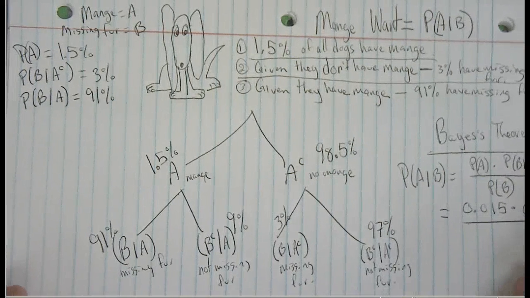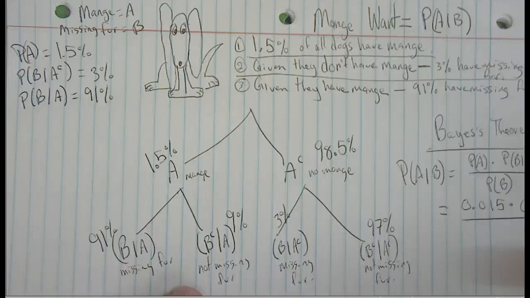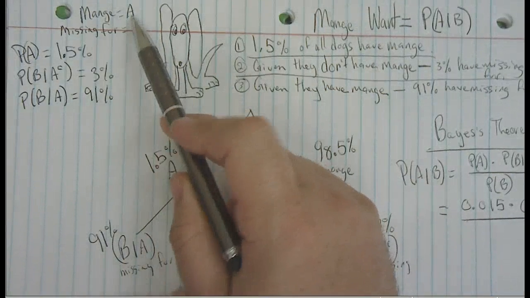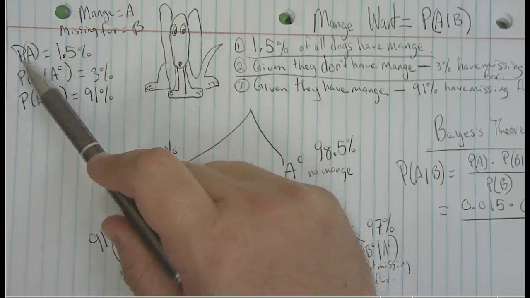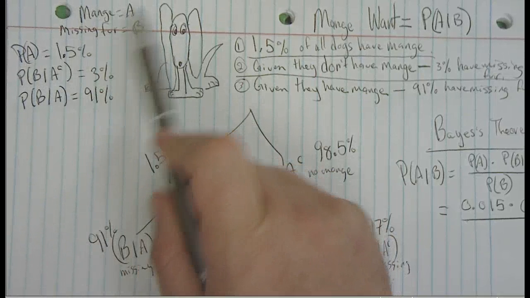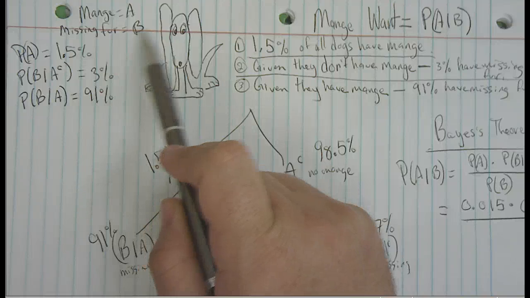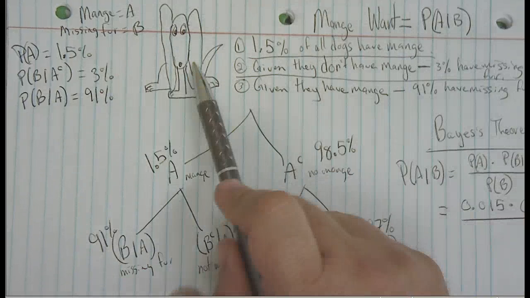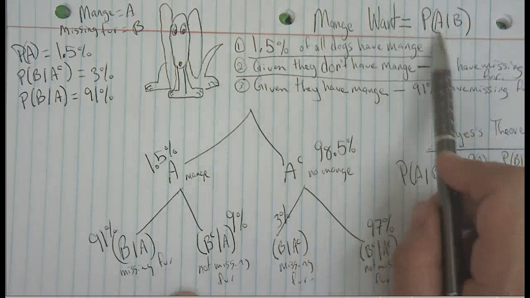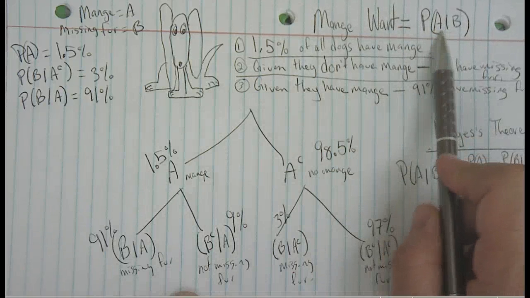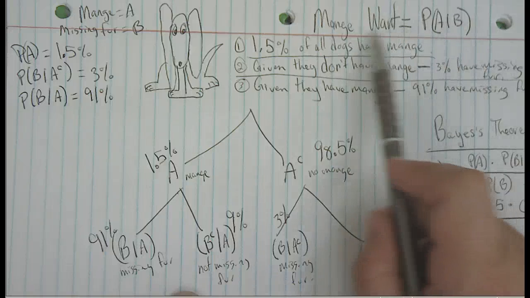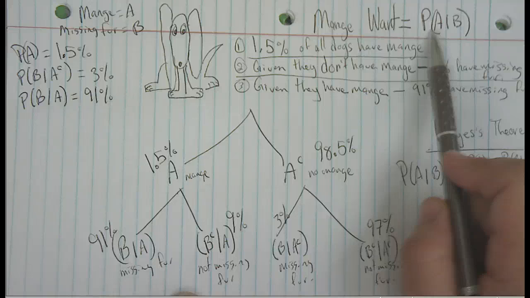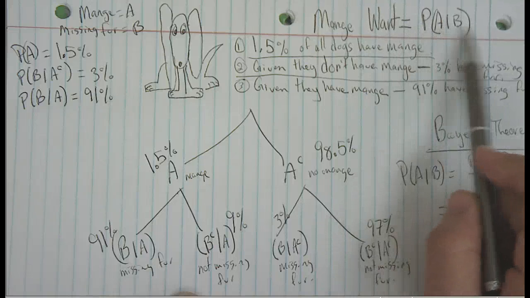Okay, so I guess then you're ready to go here. Hopefully you have your answer and you could check it against mine. So here we go. The idea that they have mange, I'm going to call that event A. And the idea that the dog is missing fur, we're going to say it's event B. Therefore, we know my dog is missing fur. We want to know what's the probability that they also have mange. So we're trying to find out, given that the dog is missing fur, what's the probability that they have mange? We're looking for the probability of A given B.